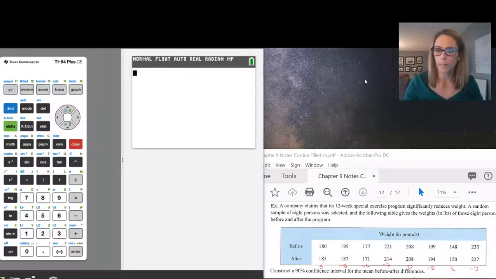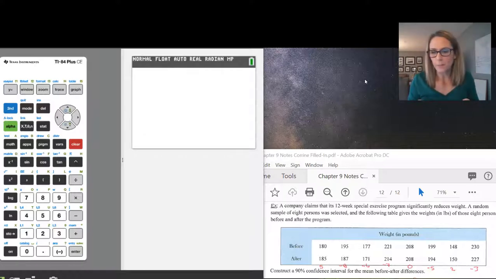The paper says before minus after, but I've done after minus before because I think it's more intuitive. So the first thing that we do in a situation like this, before we can even use t-interval, is to find the differences. So what I've done is I've taken the after weight minus the before weight. So you can see that the first number is 5, and that tells us that 185 minus 180 is 5, meaning that the person actually increased 5 pounds after the 12 weeks of doing the program.